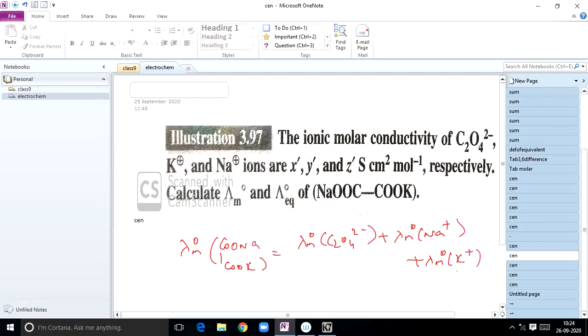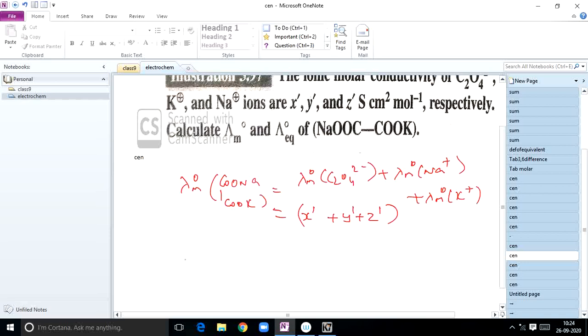So here, what is the value given? Molar conductivity value is directly given here. How much you got? X dash plus Y dash plus Z dash. That is the answer in terms of molar conductance.